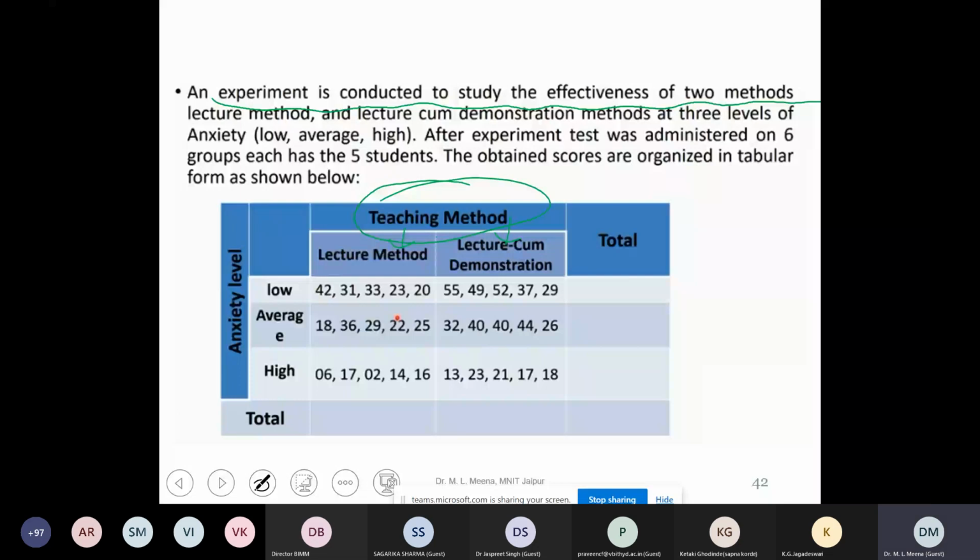In this case, after the experiment, the test was administered on 6 groups: group 1, group 2, group 3, group 4, group 5, group 6. Each group has 5 students. The obtained scores are organized in tabular form as shown below. We have 6 groups, and all groups have 5 students' scores.